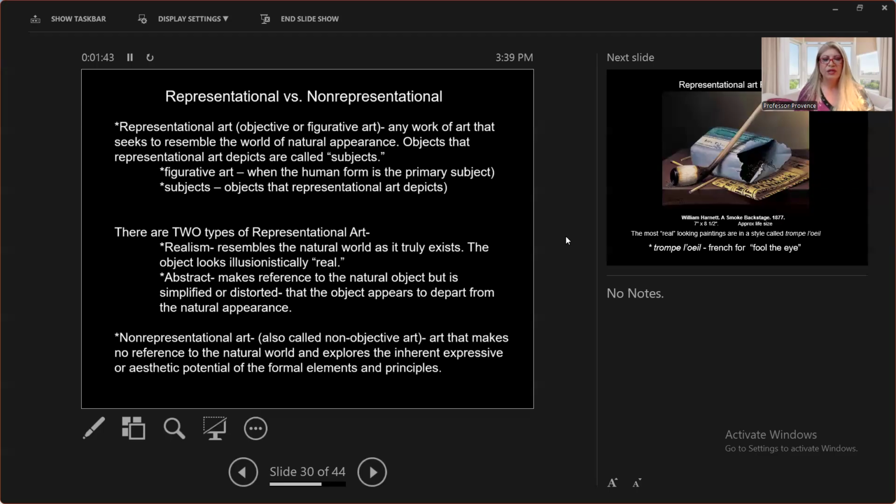Realism resembles the natural world as it truly exists. The object looks illusionistically real. It's a painting of a bowl of fruit, and it looks like a bowl of fruit. Abstract makes reference to the natural object, but is simplified or distorted so that the object appears to depart from natural appearance. But remember, you can still get the understanding of what it is.